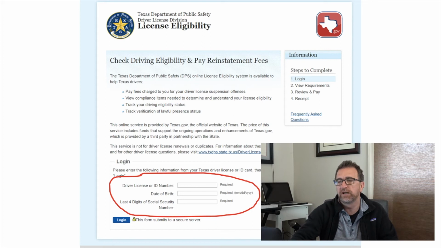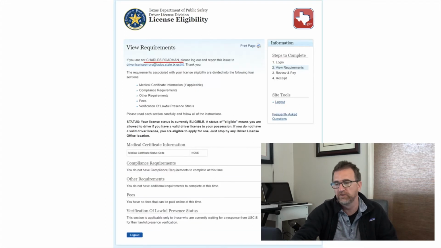Now, when we check mine, okay, so this is my page here, you'll see that I am eligible. And that's the key word on this website. It'll say either eligible or not eligible. Okay, eligible means if you get pulled over, you're not going to be in trouble. If it says not eligible and you do get pulled over, you will get in trouble. You could either get a ticket or go to jail.